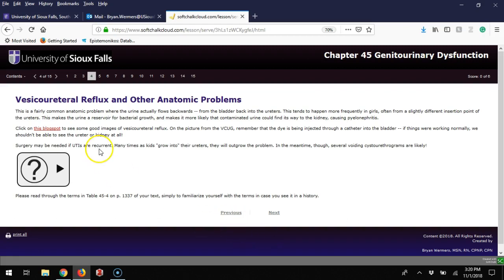So we can see, this is a good little blog spot that you guys should check out. But you're going to see on those images the way that urine is going back up with a VCUG, a voiding cystourethrogram, where you're injecting dye into the bladder to see what happens with it. And on some of these images, you're seeing that it's going up the ureters, even up into the kidneys. And of course, that's a bad thing.